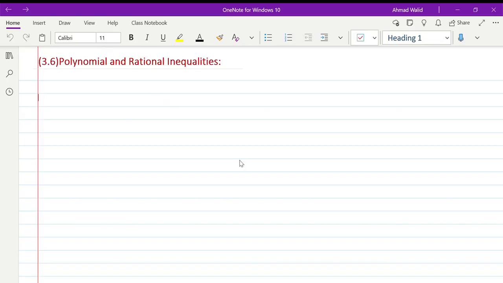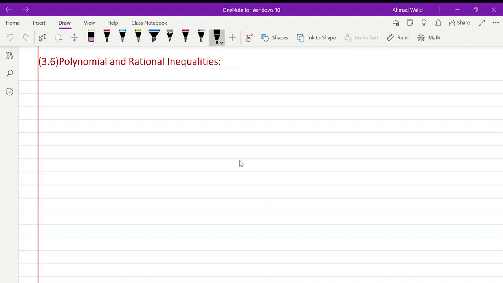Let's start section 3.6. 3.6 is about polynomial and rational inequalities. Let's talk first about the definition. What is a polynomial and rational inequality?